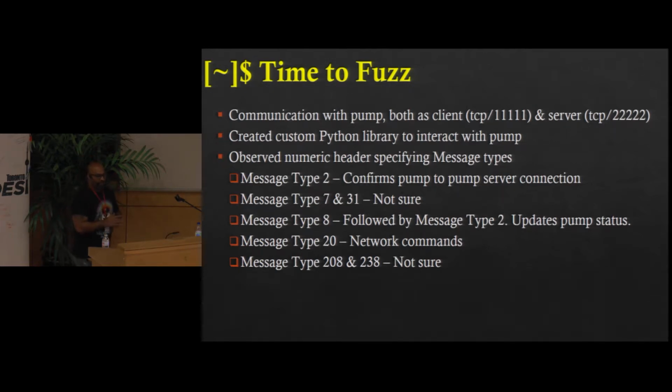Message type 20 was network commands. We're still working on it. I think there's something interesting there, but not really sure what it does. And then there's message type 208 and 238. Just not sure what they are.